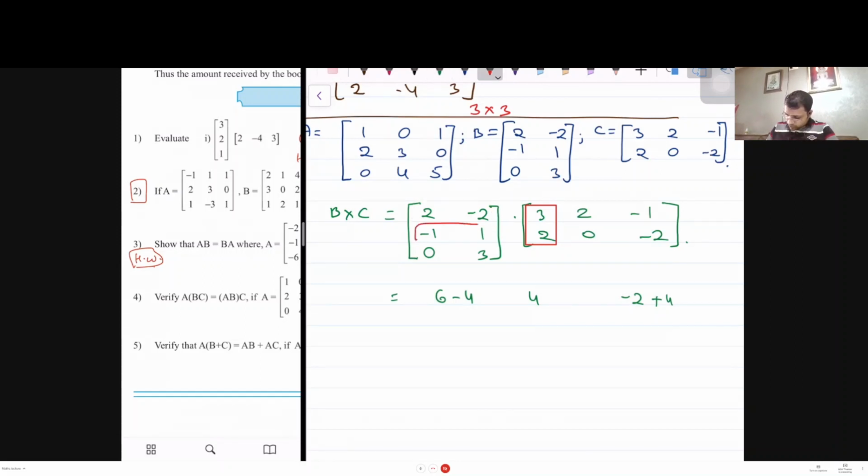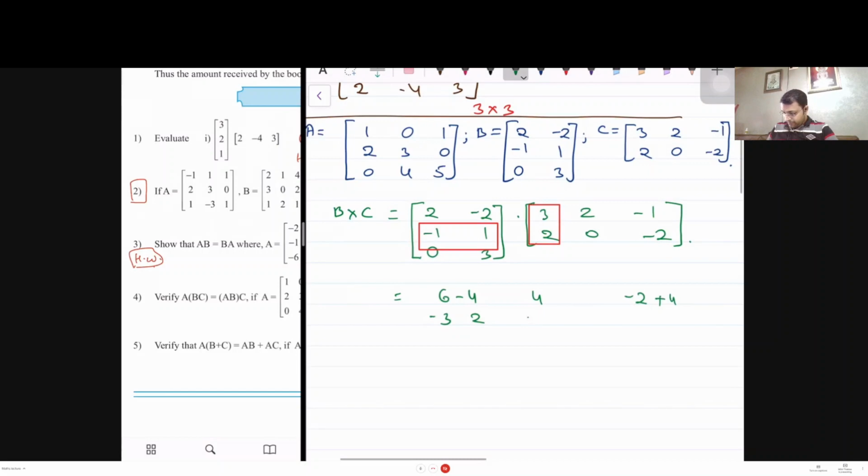So let's do it. Now we are focusing on the second row elements. So what do I get over here? Minus 1 into 3 is minus 3, 1 into 2 is 2. First, second row, first column. Now second row, second column: minus 1 into 2 is minus 2. 1 into 0 is 0, so I will just write minus 2 over here. Again, minus 1 into minus 1 is plus 1, so I get positive 1 over here. 1 into negative 2 is negative 2, so I will get minus 2.